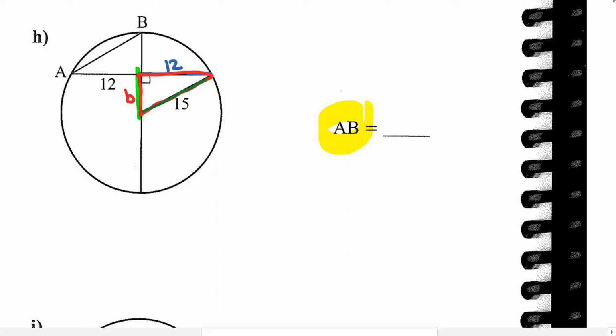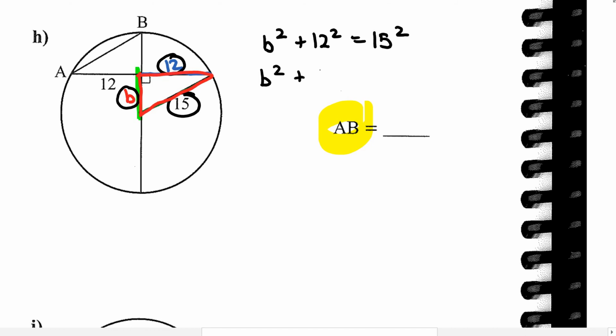If I use my Pythagorean theorem, it's going to be this leg and this leg, so b squared plus 12 squared equals the hypotenuse, which is 15 squared. So that's how I can set up my Pythagorean theorem. So this will be b squared plus 144 equals 15 squared, which is 225.